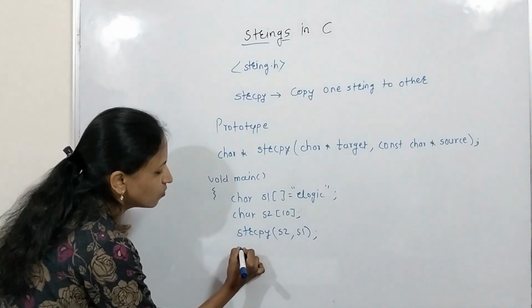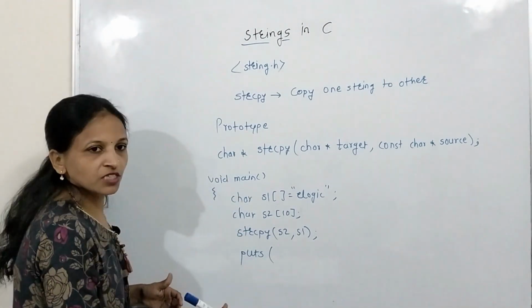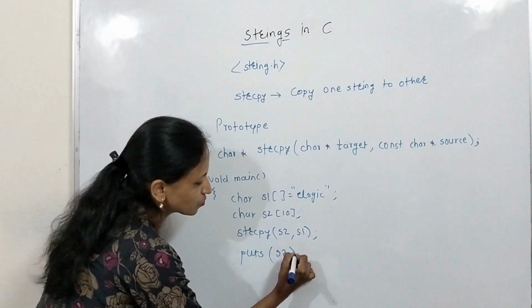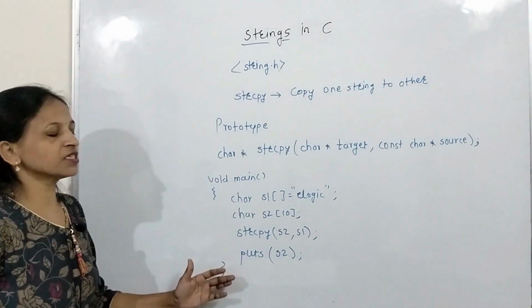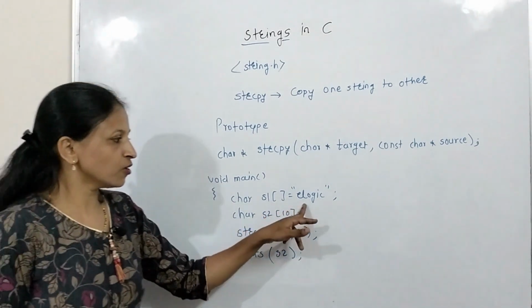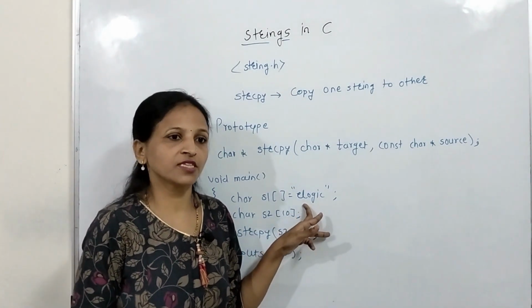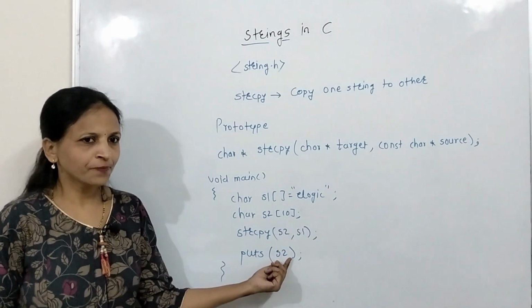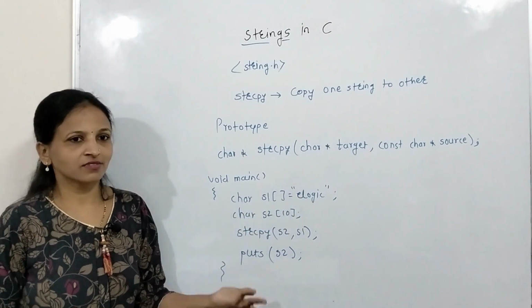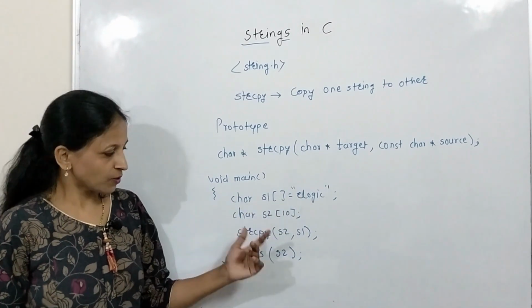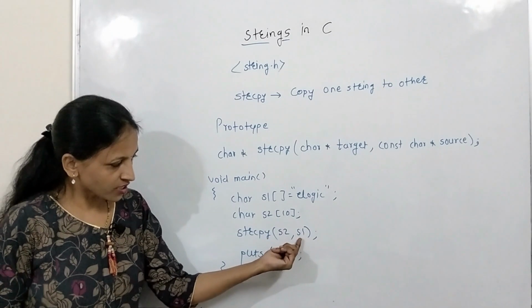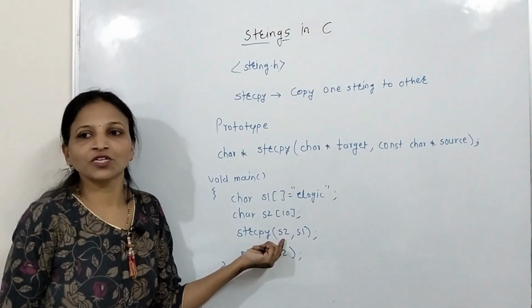Now here how to display? We can use puts here to display the contents of s2. After execution of this program, we will get eLogic displayed onto the output screen. Here actually we are displaying s2. s2 again has the same thing, just like s1, because we have copied the contents of s1 into s2 here.